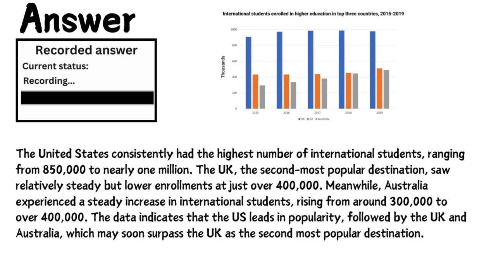The United States consistently had the highest number of international students, ranging from 850,000 to nearly 1 million. The UK, the second most popular destination, saw relatively steady but lower enrollments at just over 400,000. Meanwhile, Australia experienced a steady increase in international students, rising from around 300,000 to over 400,000. The data indicates that the US leads in popularity, followed by the UK and Australia, which may soon surpass the UK as the second most popular destination.